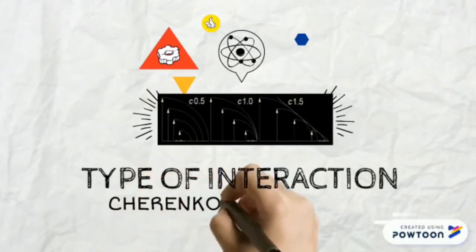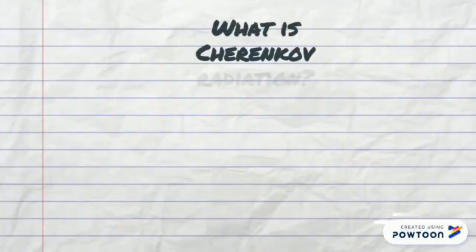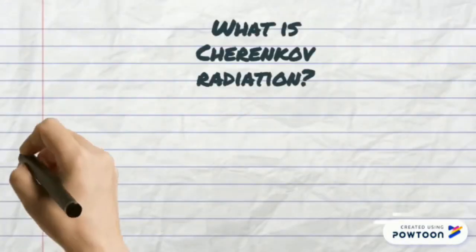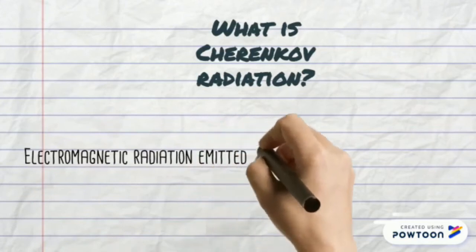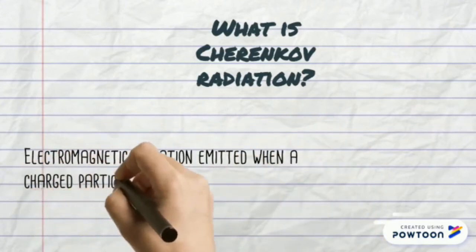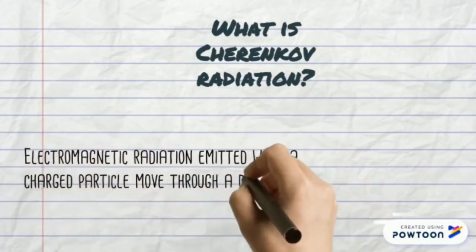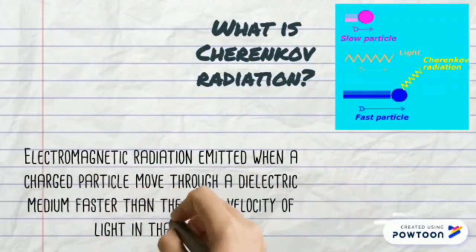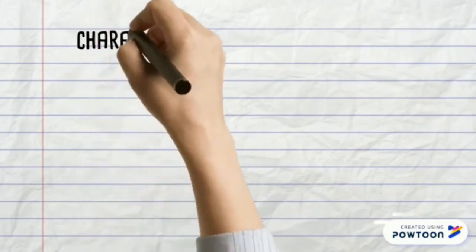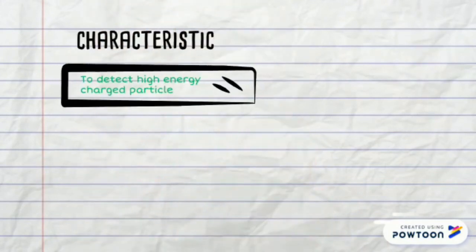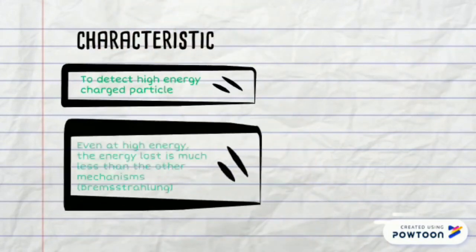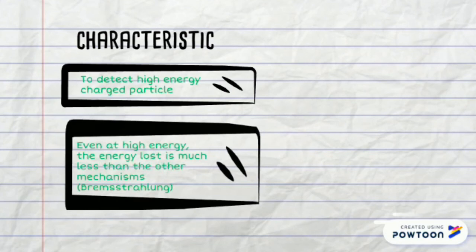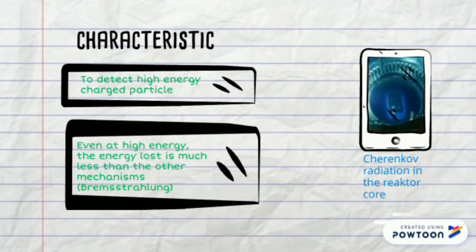Next, we go to Cherenkov radiation. Cherenkov radiation is electromagnetic radiation emitted when a charged particle, which is normally an electron, moves through a dielectric medium while traveling faster than the phase velocity of light. This radiation is used to detect high energy charged particles. Even at high energy, the energy loss is much greater than by other mechanisms such as Bremsstrahlung.